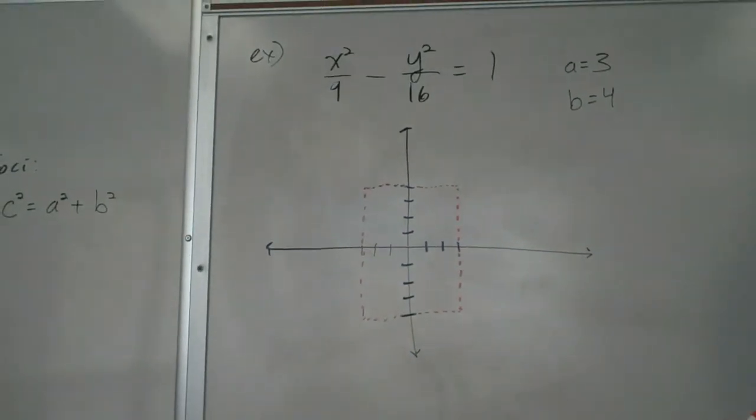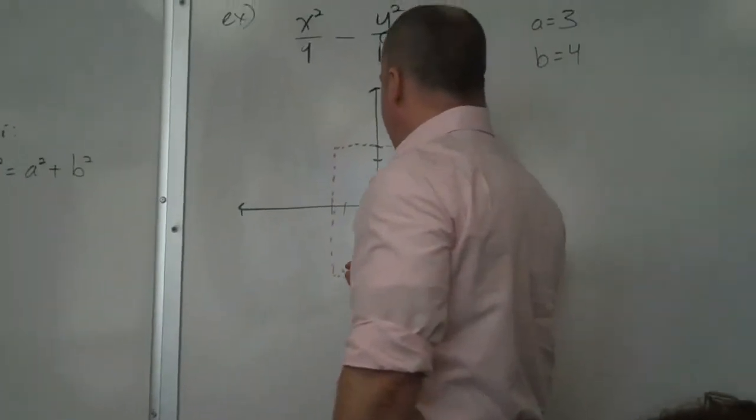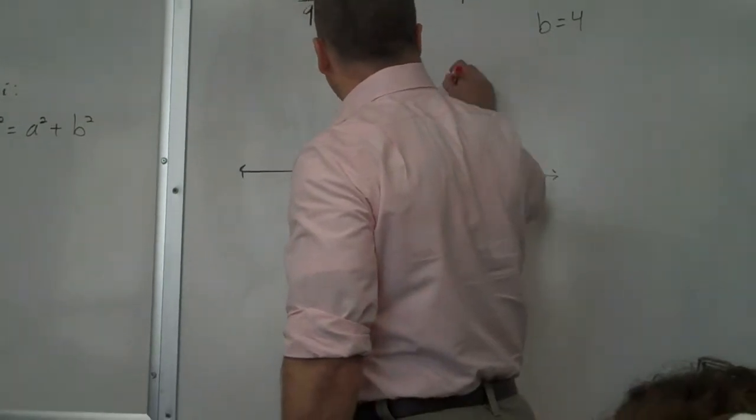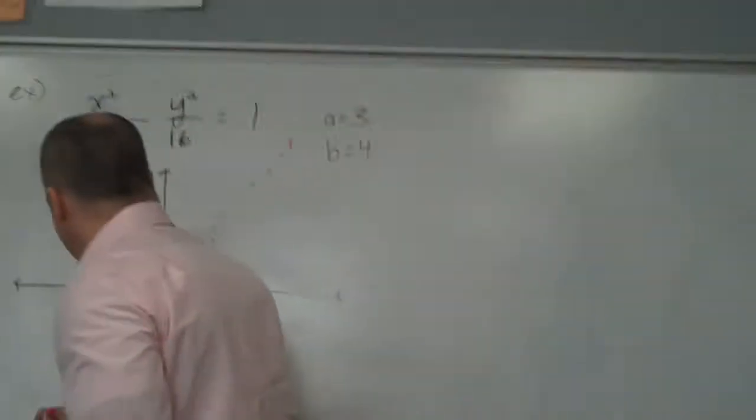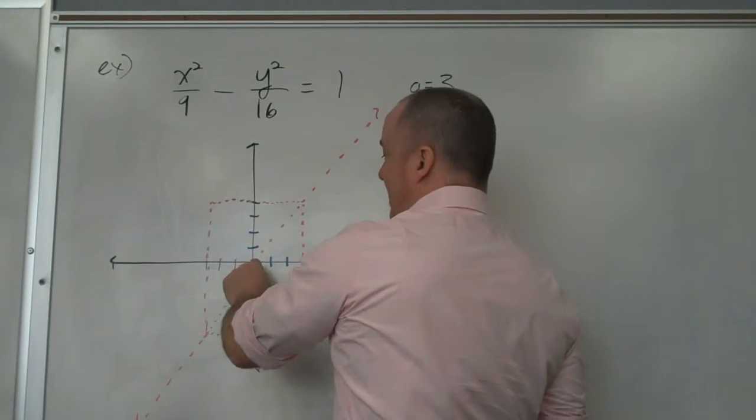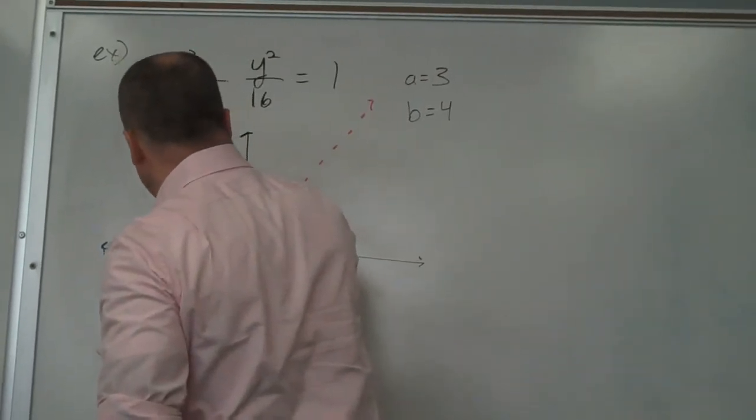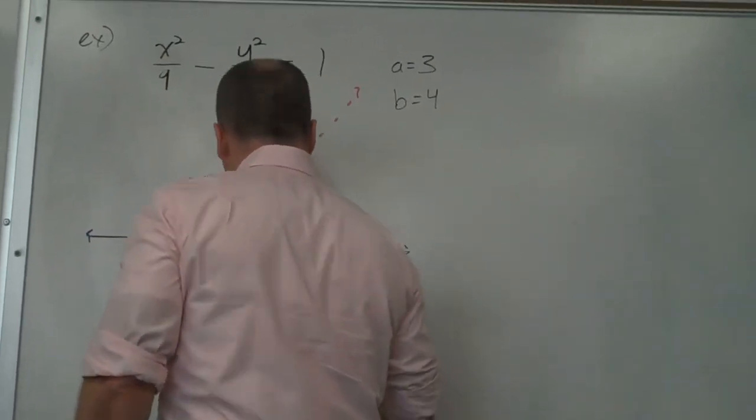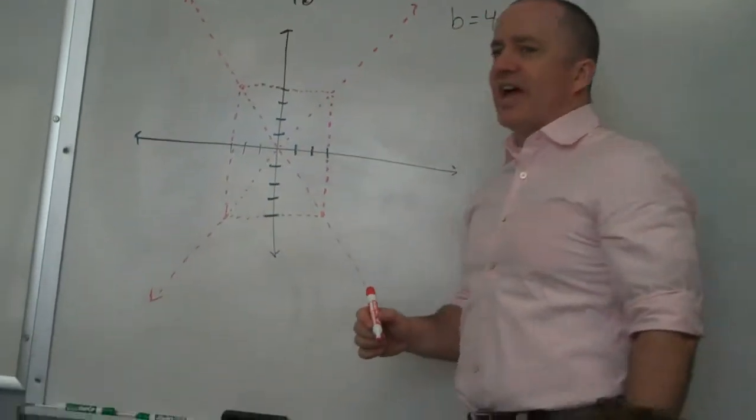Now, once you've drawn this rectangle, you then have to draw 2 lines. And these 2 lines have to go across the diagonal of the rectangle and keep going. So the line has to go through the diagonal of the rectangle, which will take it through the center of your hyperbola. To draw these 2 intersecting dotted lines, I think I'm going to insist. It helps. These are the asymptotes.